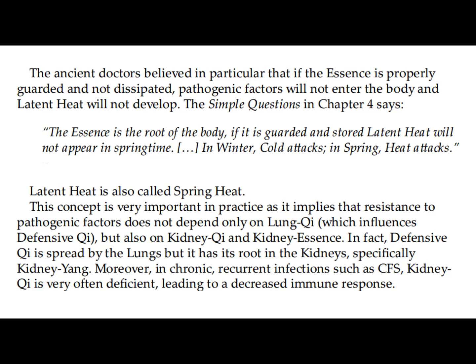This concept is very important in practice as it implies that resistance to pathogenic factors does not depend only on lung qi, which influences defensive qi, but also on kidney qi and kidney essence. In fact, defensive qi is spread by the lungs, but its root is in the kidneys, specifically the kidney yang. In chronic recurrent infections like chronic fatigue syndrome, kidney qi is often very deficient, leading to decreased immune response.